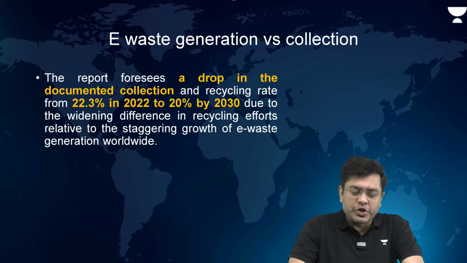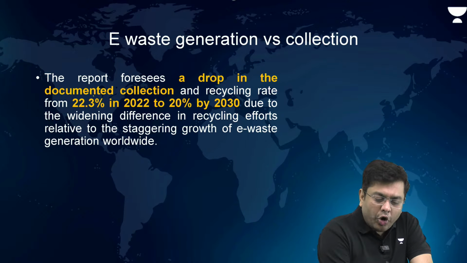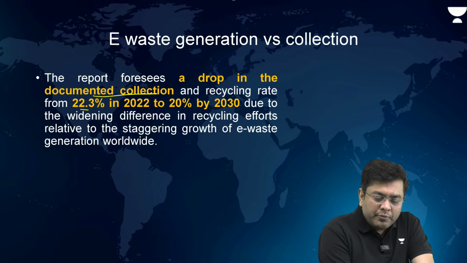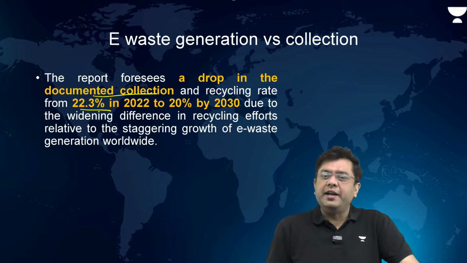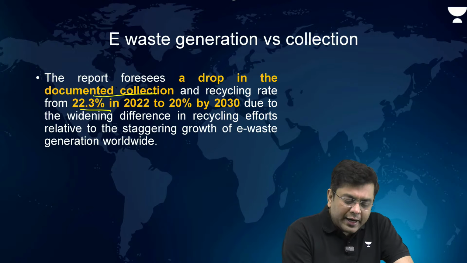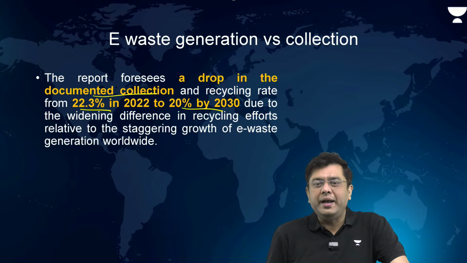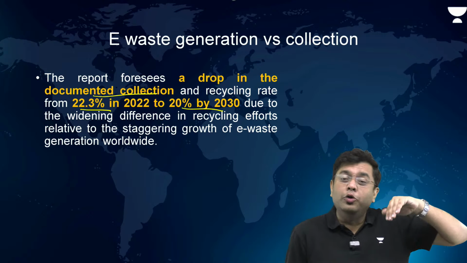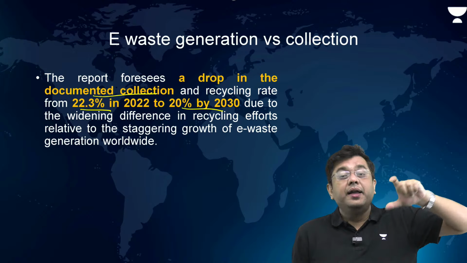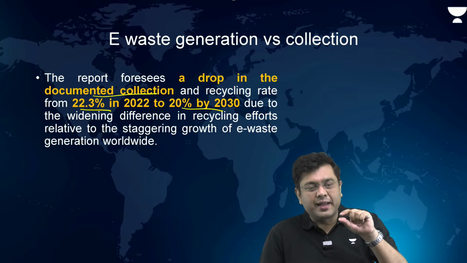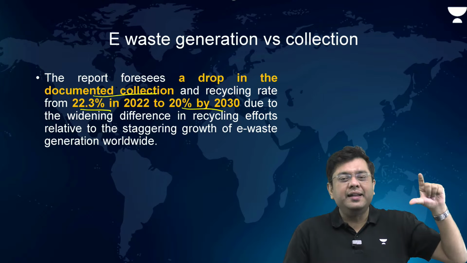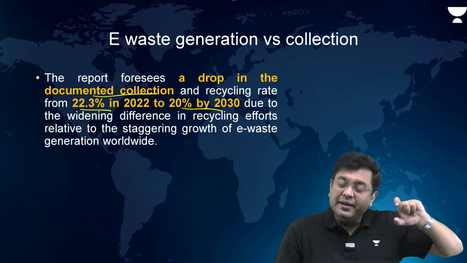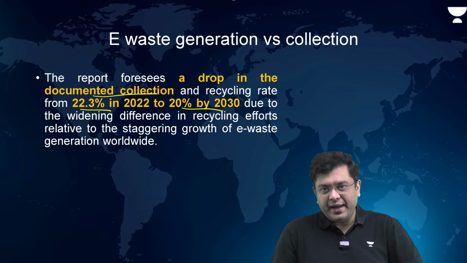Now, e-waste generation versus collection. So, a drop in documented collection and recycling rate from 22.3% in 2022 to only around 20% by 2030. Why? Because the amount of waste which is generated is exponentially higher as compared to our increase in the capacity. Increase in the capacity is limited and the generation is very, very high.